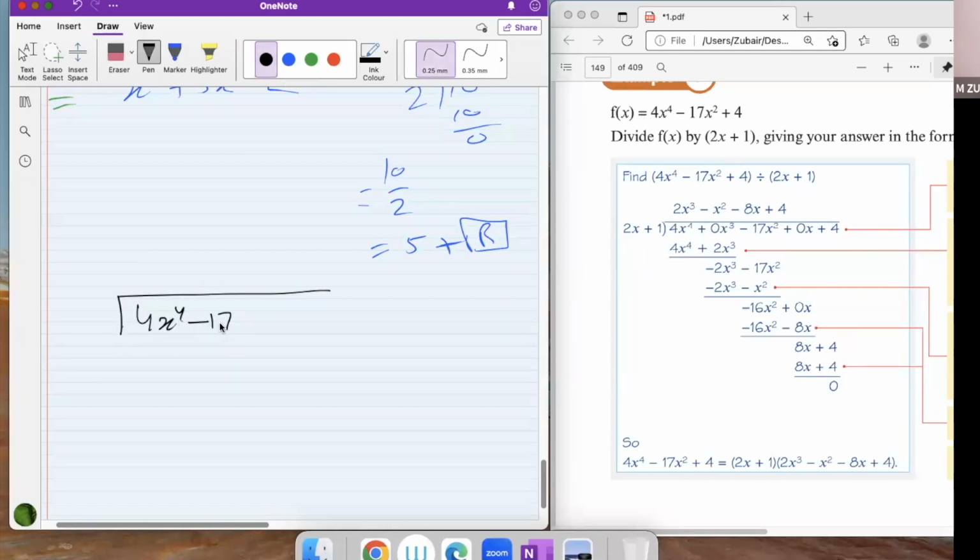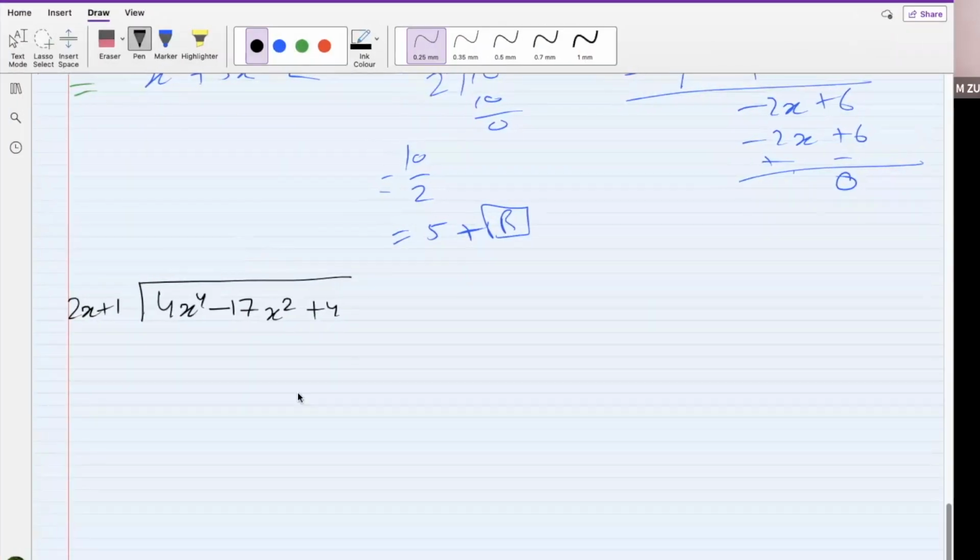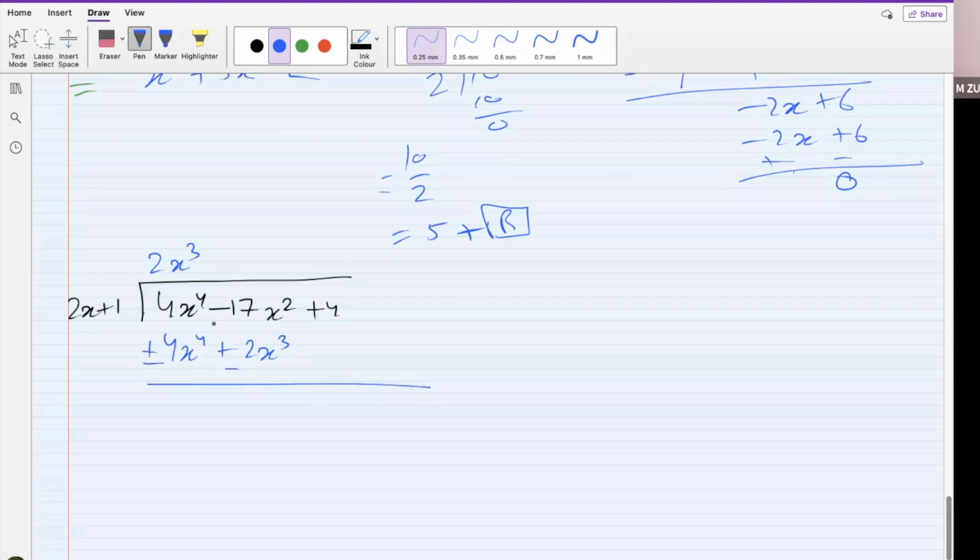4x4 minus 17x square plus 4 divided by 2x plus 1. So we have to get the first number as it is. So I'll multiply it with 2x cube. 2 times 4. X into x cube is x4. Plus 1 into this is plus 2x cube. Subtract it carefully. These two go away. There is no number in x cube, so minus 2x cube minus 17x square plus 4.